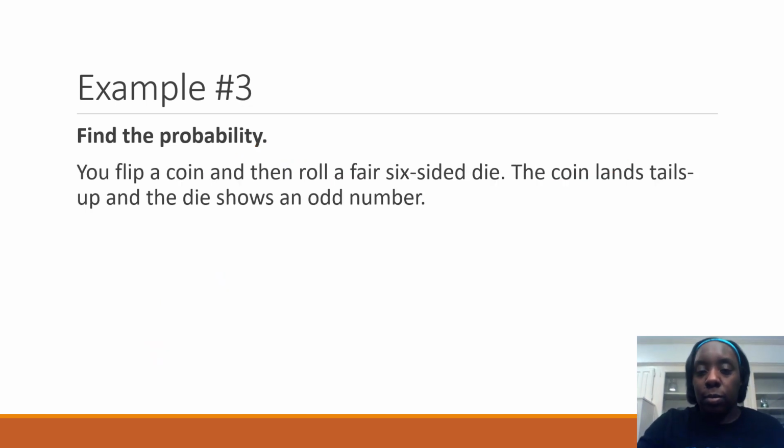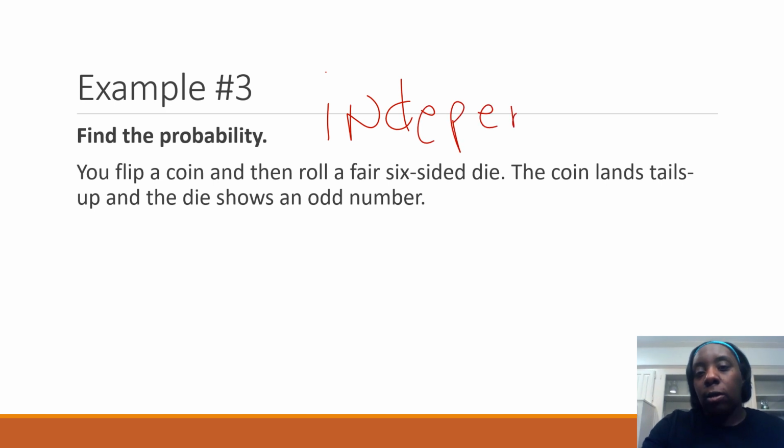Keep going. Number 3. Now here's number 3. This one's different. You flip a coin and then roll a fair 6-sided die. They have nothing to do with each other. I'm not pulling and changing my denominator. No, the coin has nothing to do with the die. So therefore, they can't affect each other. They're independent of each other. So each fraction is just going to be what it is.